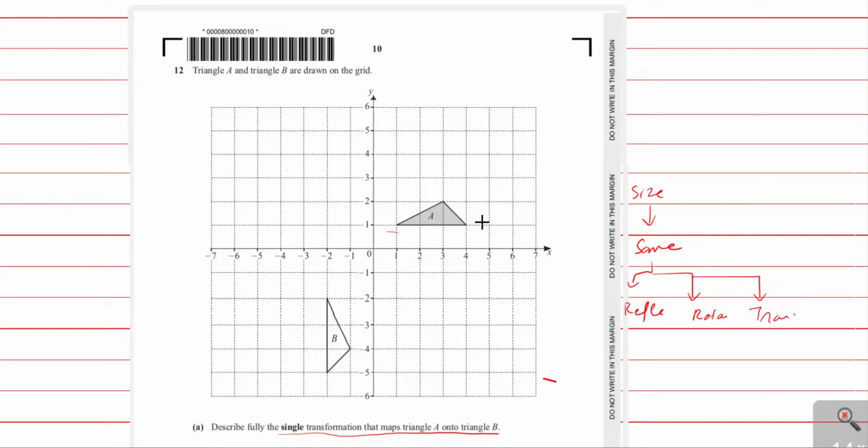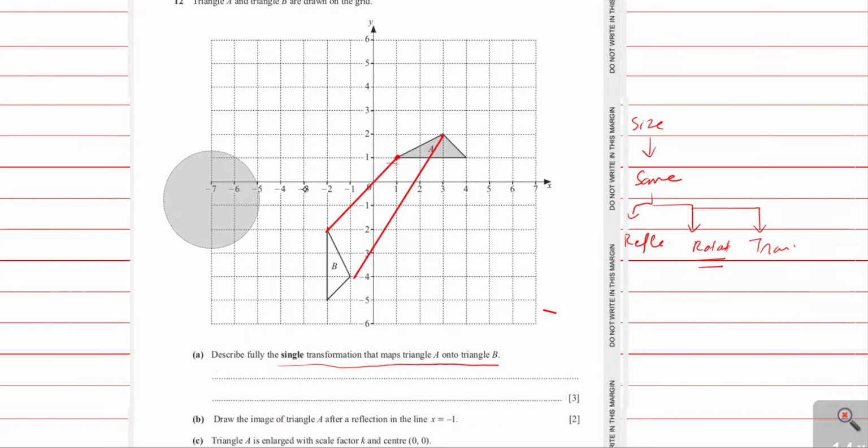Look here, in the translation, the shape is dragged. Look here, this is not dragging the shape. Therefore, the next possibility is reflection or rotation. To identify the rotation or reflection, we will join the object points and the image points. Look here, when we join, we get these lines which are not parallel. When the lines are not parallel, this is the rotation.